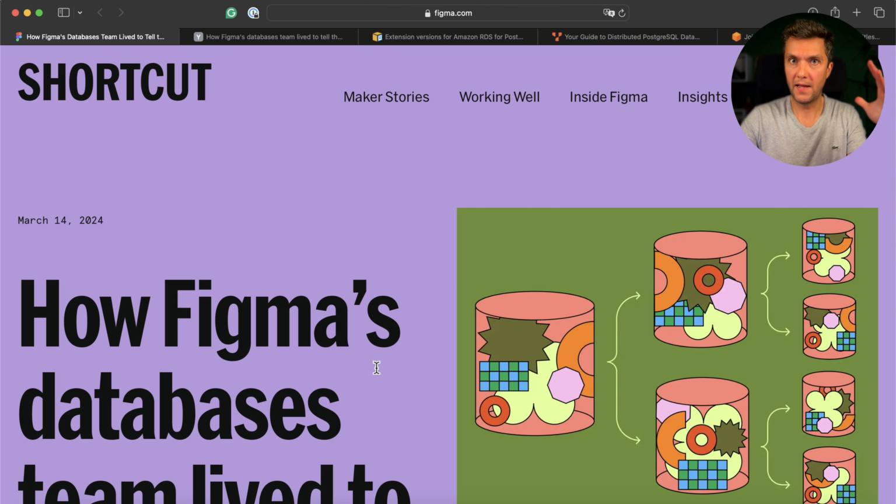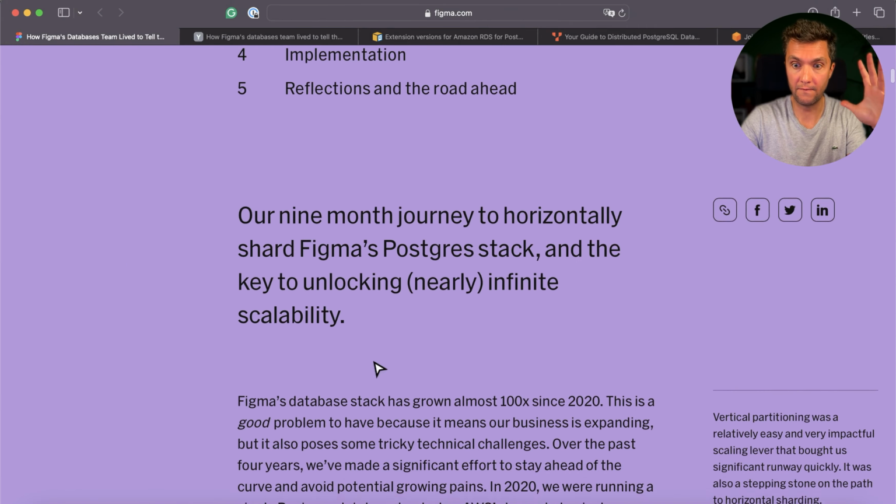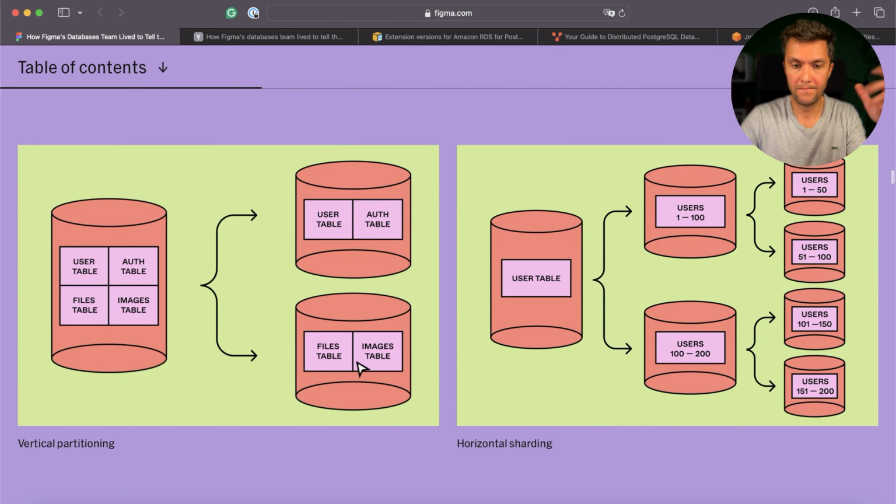Alright, I do understand that not everyone had time to read this article. That's why let me do a quick introduction for all of us. Scrolling down to the solution overview, it's over here. Historically, the Figma team has already used the vertical partitioning approach. And with this approach, you can take some tables and deploy those tables to dedicated database service. And in these examples, you can see that they took the user table and auth table, and those tables were available on one database server, while the remaining tables, such as files and images, were stored on another database instance.